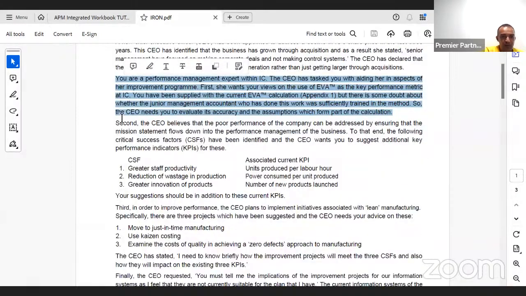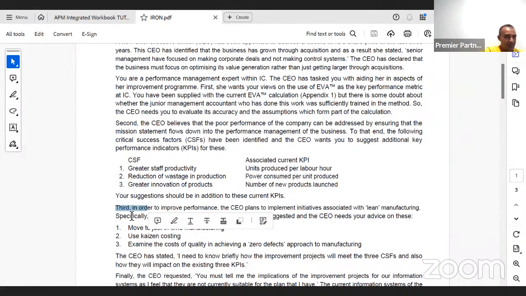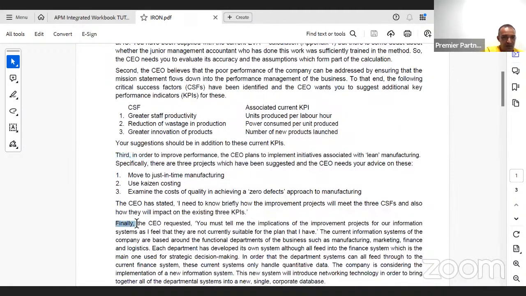So here they go one by one. Second, that will relate to the second requirement. Third, that will relate to the third requirement. Finally, it will relate to the fourth requirement. Fourth question.